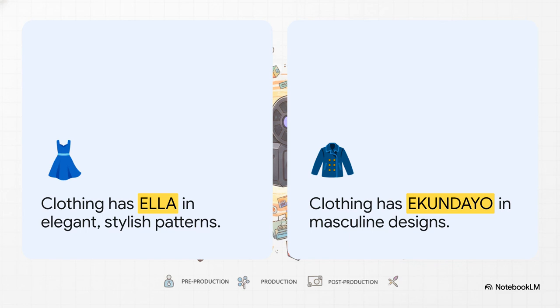All right, Section 2, let's look at character design and symbolism. There's a totally fascinating world-building rule here. Strict, gendered design constraints woven right into the actual fabric of the characters. Female characters feature the word Ella, embedded in elegant, stylish patterns or even glowing inscriptions. And the male characters? They wear the word Ekundayo in striking masculine designs. I mean, this isn't just a random fashion choice. It's a really brilliant, literal way to stitch mythical lore directly into the character's clothes. It's like wearing the universe's DNA on your sleeve.